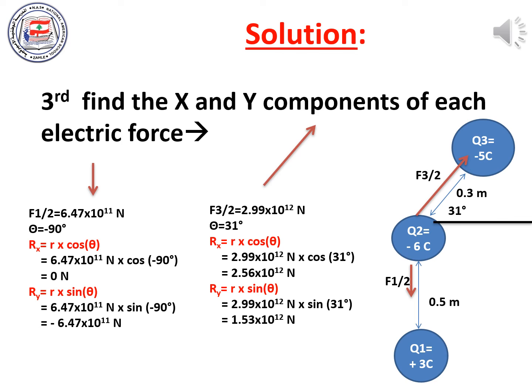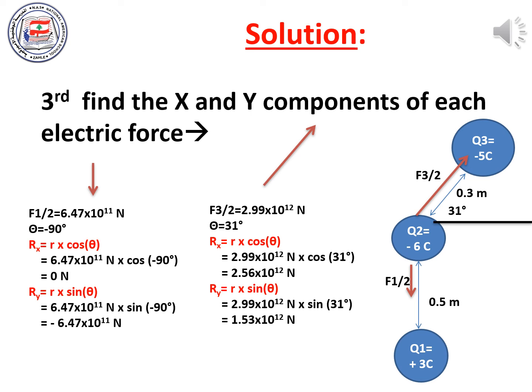Now force 3 on 2 is equal to 2.99 times 10 to the power 12 newtons, and the direction is given to be 31 degrees. So in order to calculate the x component, we use the following equation, r times cosine angle. So 2.99 times 10 to the power 12 times cosine 31 is equal to 2.56 times 10 to the power 12 newtons. And the y component is equal to r times sine angle, so 2.99 times 10 to the power 12 times sine 31 is equal to 1.53 times 10 to the power 12 newtons.